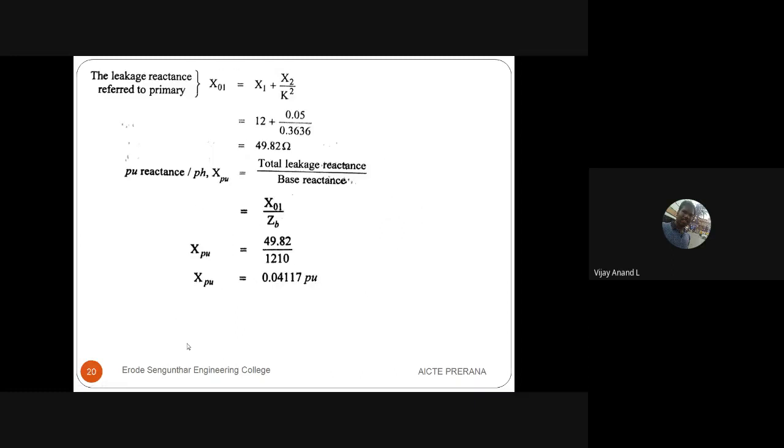So KVB, we are considering the primary side, so the primary value is 11. Substitute this 11 kV: 11 square divided by 0.1, then it becomes 1210 ohm. The base value of impedance is 1210 ohm.